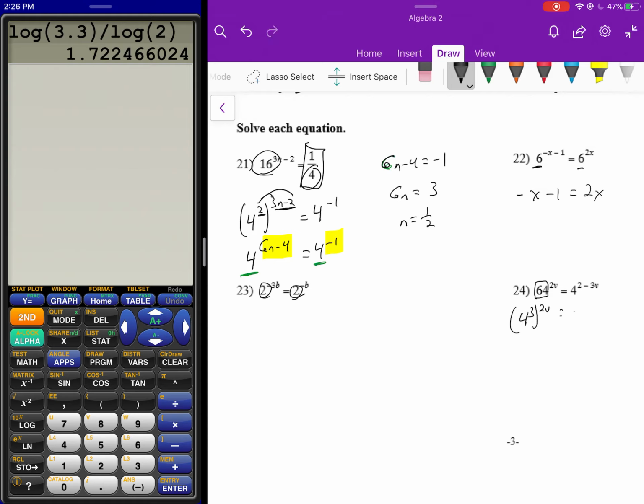4 cubed to the 2v equals 4 to the 2 minus 3v. A power to a power you multiply, so 4 to the 6v equals 4 to the 2 minus 3v. And now that we have the same base, we can write that the exponents are equal to each other. So 6v equals 2 minus 3v. Add 3v to both sides, you get 9v equals 2. So v has to equal 2 over 9. So that's how you do those in that section.